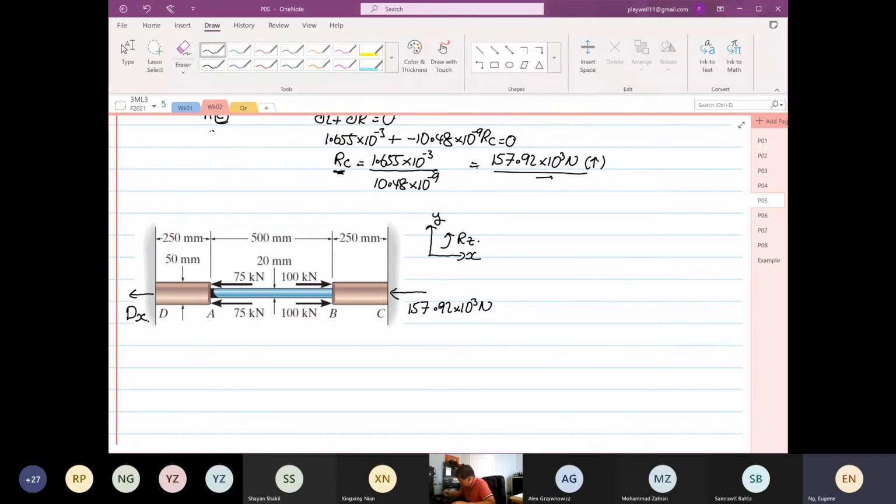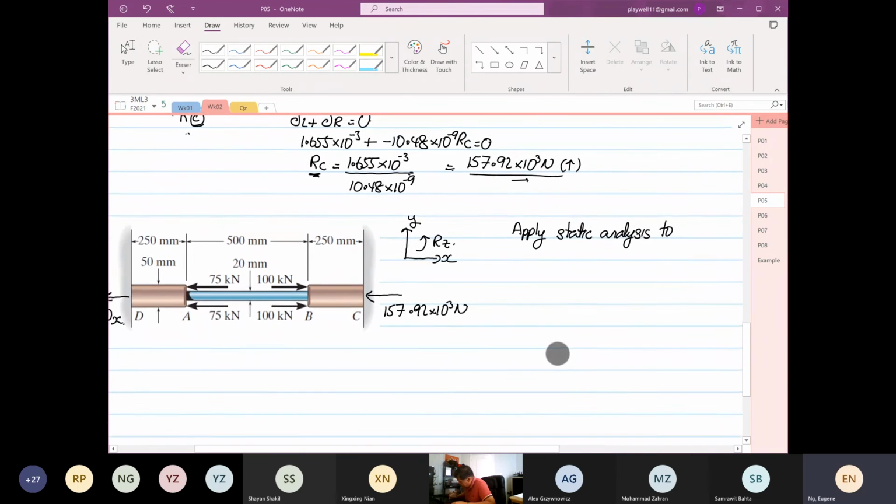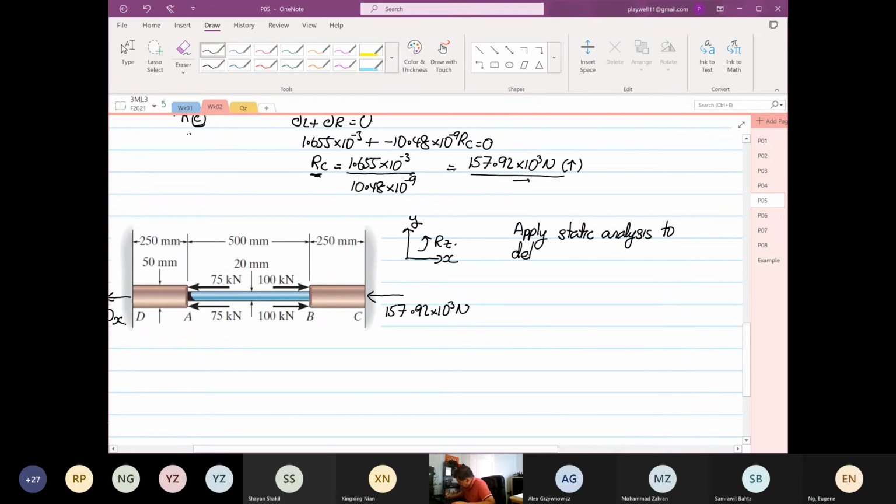So I'm going to apply static analysis to determine the reaction at point D now. So it's static analysis. Summation of forces in the x direction is equal to 0. Positive is going to the right.